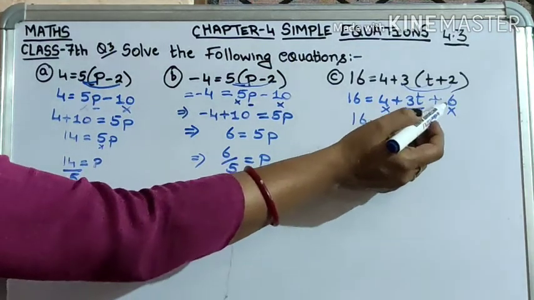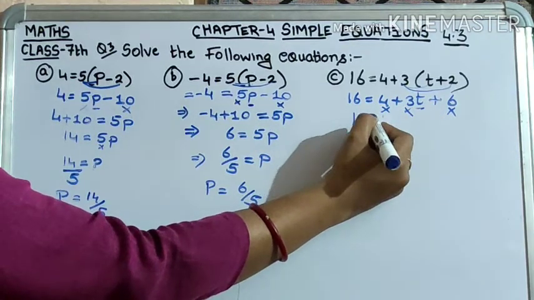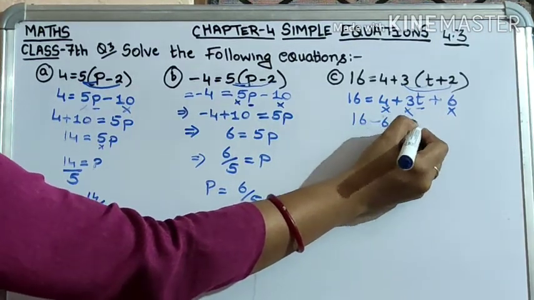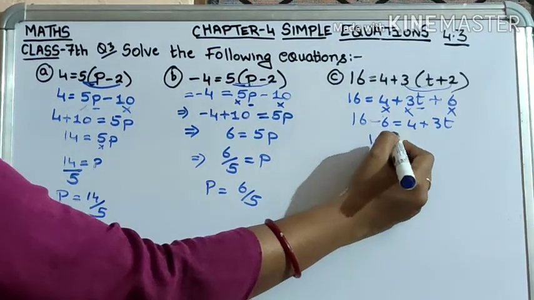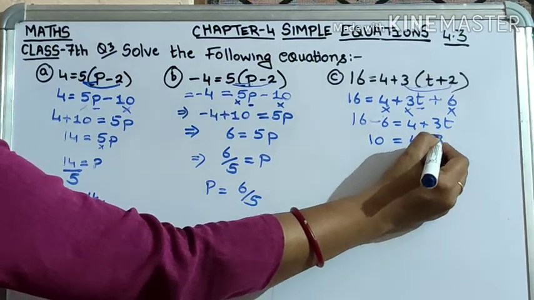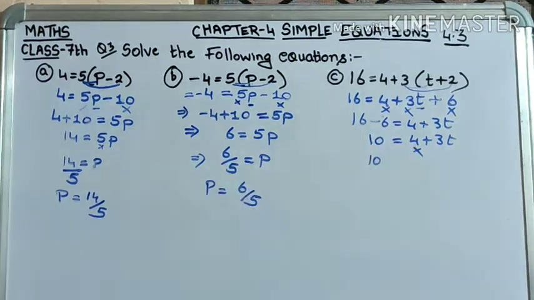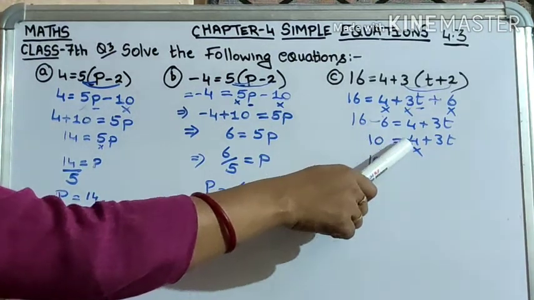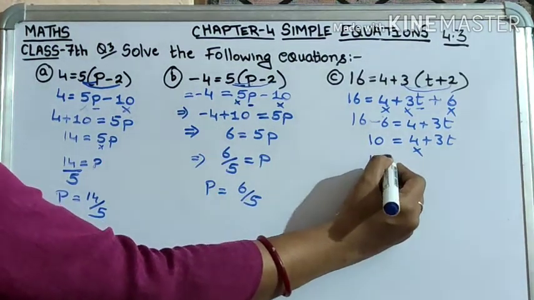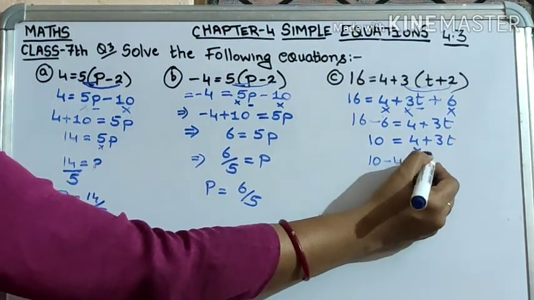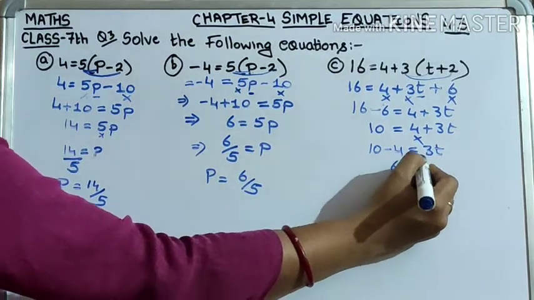First let us transpose this plus 6. So when it will transpose, it will become minus 6 and equal to 4 plus 3t is remaining. Now solve this. 16 minus 6 will become 10 equal to 4 plus 3t. Now we will transpose this 4. So when this number 4 will be transposed, it is given in the positive sign. No sign is given, means it is positive. So when it will be transposed, it will become minus 4 and equal to 3t will remain. Now 10 minus 4 will be 6 equal to 3t.